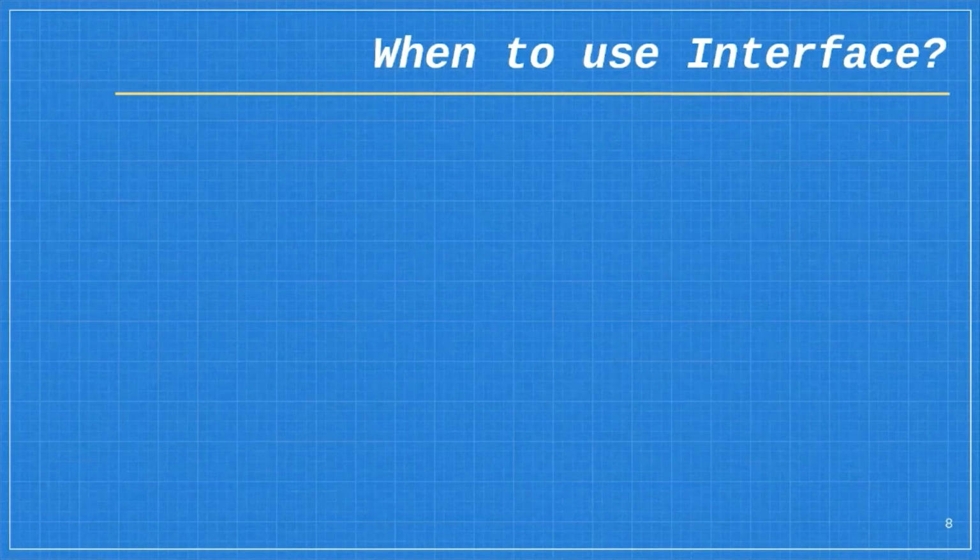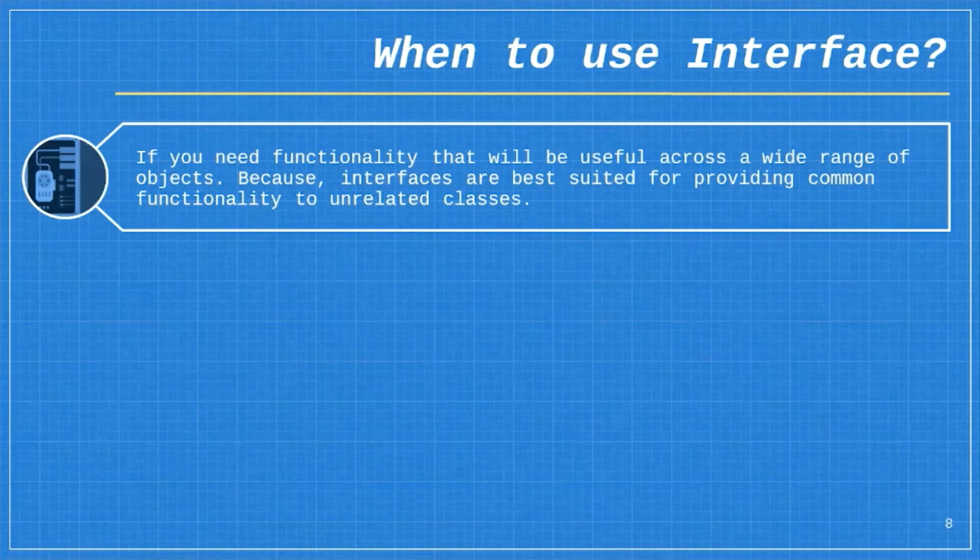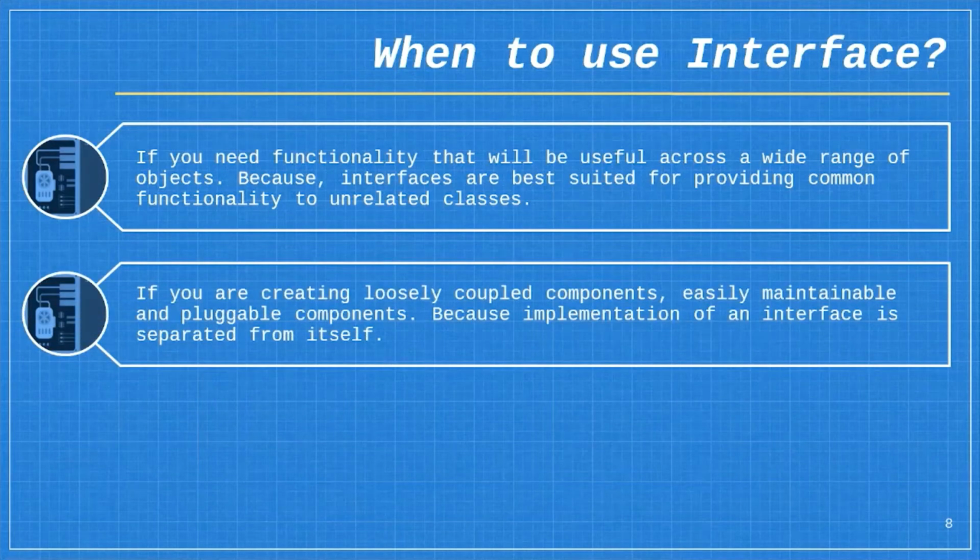So why would you consider using an interface rather than an abstract class? When you want to provide common and useful functionality to unrelated classes, because when one class inherits from an interface, it has to implement all its members. In that way, all the classes that inherit from that interface will have those similar methods in common. Also when you want to create loosely coupled pluggable components, because here classes are not dependent on one another, they actually depend on interfaces.